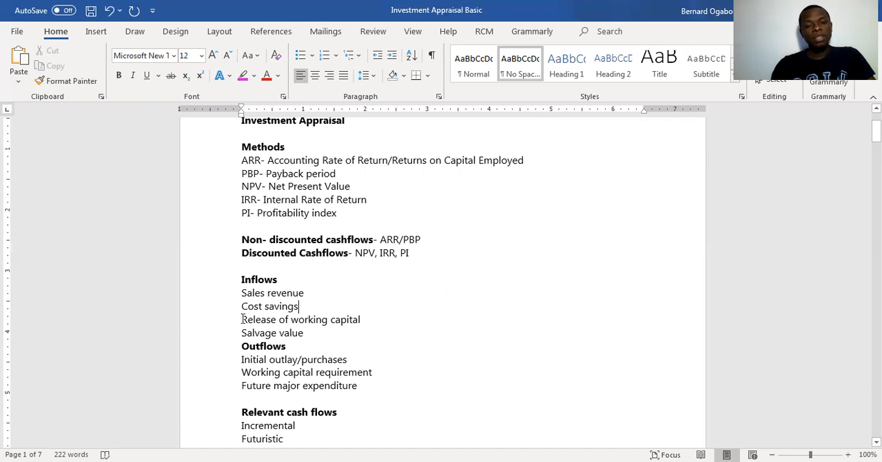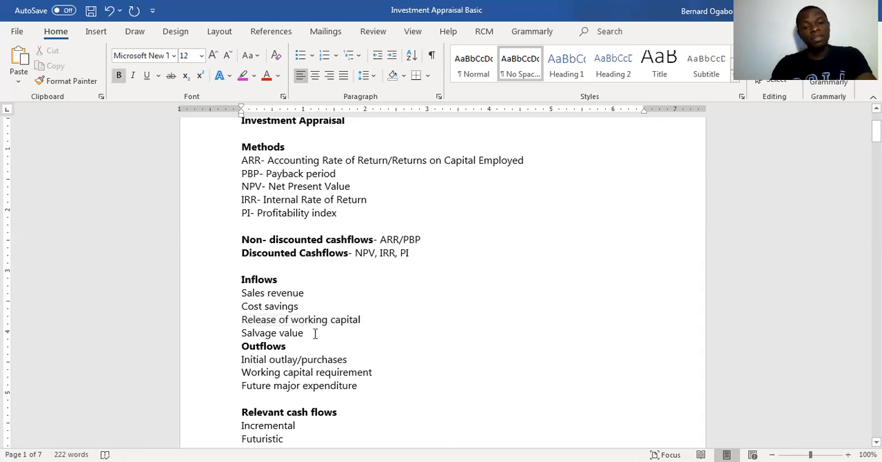In your capital investment, apart from buying a machine, I might need to buy raw materials for the initial production, which is known as investment in working capital. When I make that investment in working capital, as you can see in outflow here, working capital requirement is cash outflow. But if I am going to release that working capital towards the end of the project back into the company, the release of working capital is going to be classified as cash inflow.